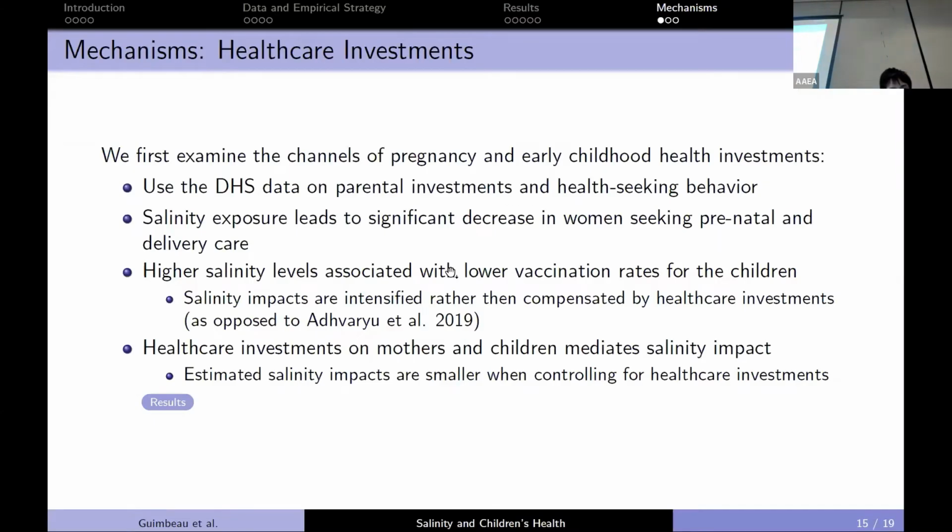Okay, so next, with the next 2 minutes, I'll talk about mechanism. We first tackled the healthcare mechanism, where we use the DHS data on parental investment, and what we find is that salinity exposure leads to a significant decrease in women seeking prenatal and delivery care, and children are also less likely to be vaccinated. That's actually a bit different from what another paper in this literature has found. In that literature, they seem to be finding a compensating effect: if you have an income shock, parents seem to compensate by spending more on the children. In this paper, we actually found parents spend less on the children, which we believe actually makes more sense.